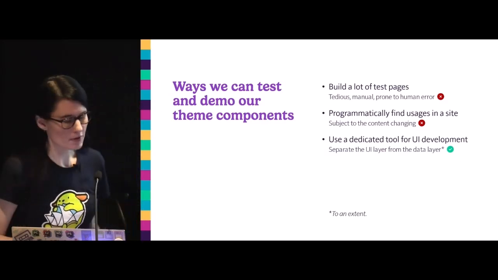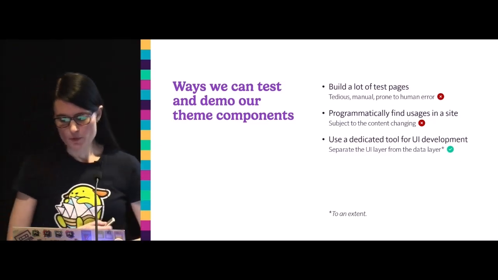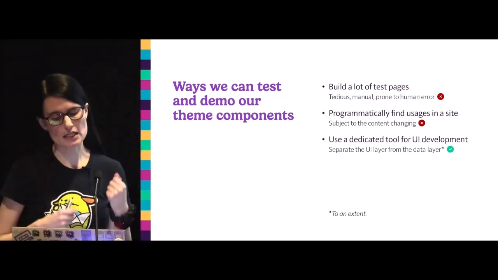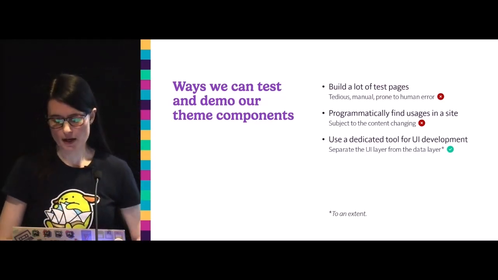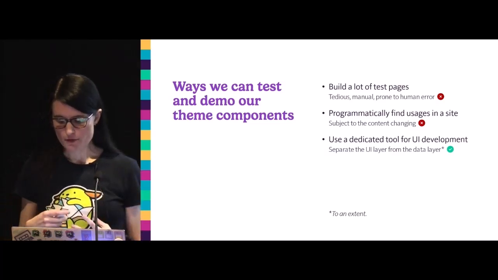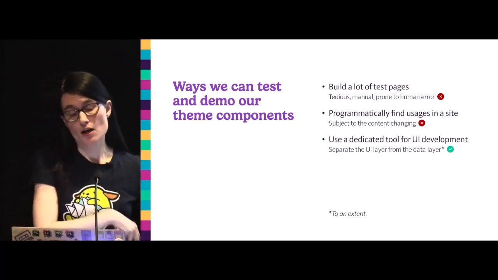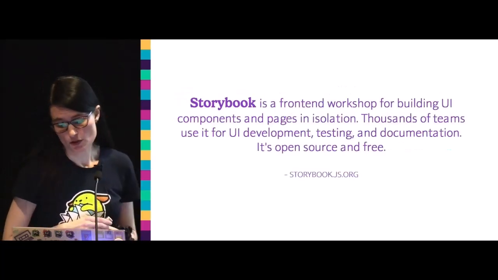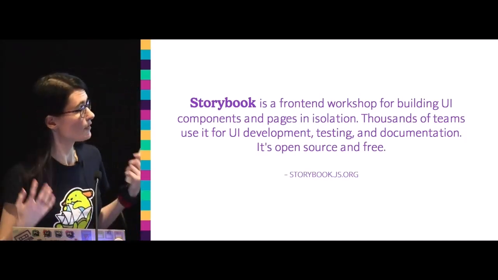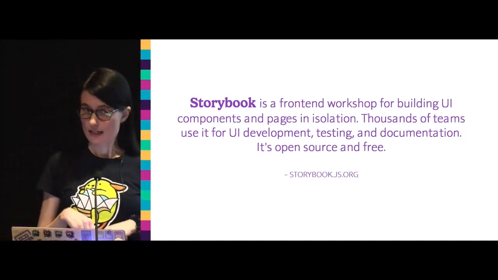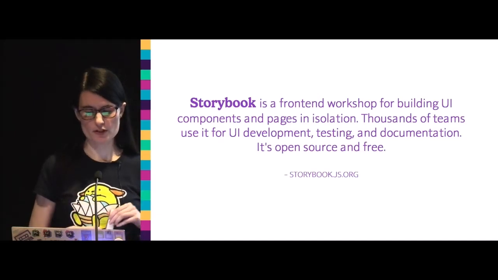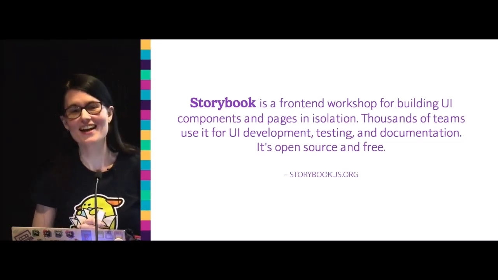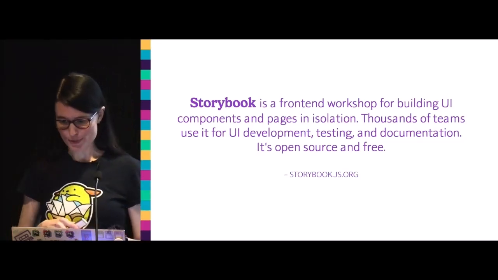So today I'm going to share with you the approach I'm currently working on, which is using a dedicated tool for UI development, separating, to an extent, the UI layer from the data layer. It involves loading each component independently with demo content and using a tool called Storybook to give us that enhanced environment. They call it a front-end workshop for building UI components and pages in isolation. It's open source. I should say I'm not affiliated with Storybook in any way. I just genuinely think it is a really good tool.